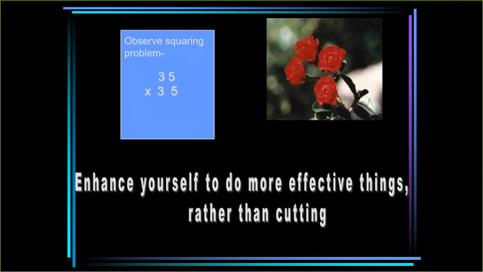Now see this sum 35 into 35. When I do it, the last numbers' sum total is becoming 10. So 5 plus 5 becomes 10, and 3 is common. Whenever I get this situation, I can do any type of sum. Let us take a sum 32 into 38. So what do you find? 2 plus 8 is 10 and 3 is common. So my answer is 1216.